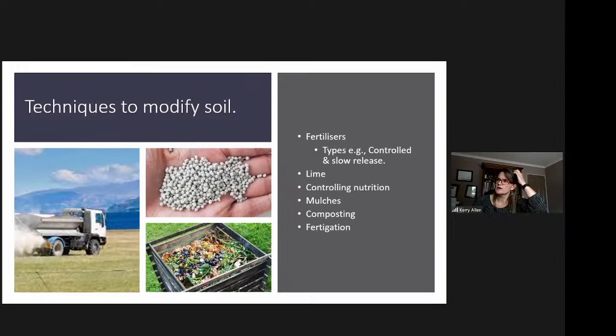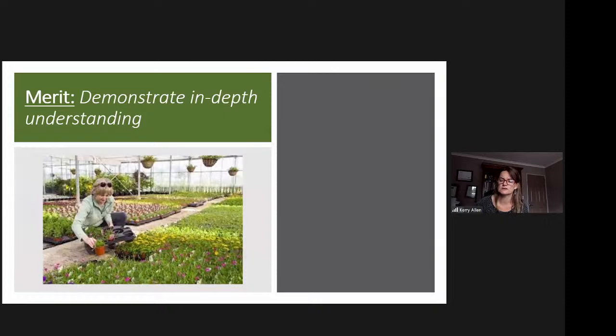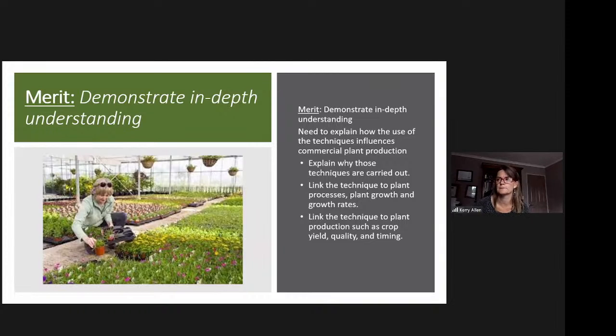Okay, and lastly, I think modifying the soil here, we can add fertilizers, we can lime, we can control that nutrition, we can add nutrients, we can add mulches, we can put in compost, and we can do fertigation through adding nutrients into irrigation. So these will all provide nutrients to the crop. And as I said, I haven't covered those in a huge amount of depth because there's just so much of them. Okay, right, finishing off.